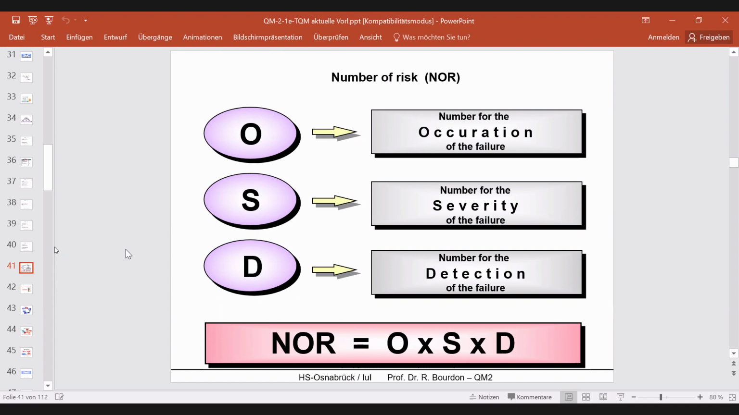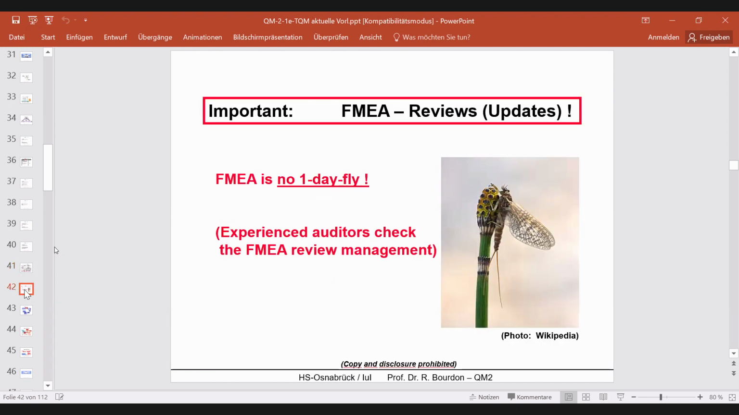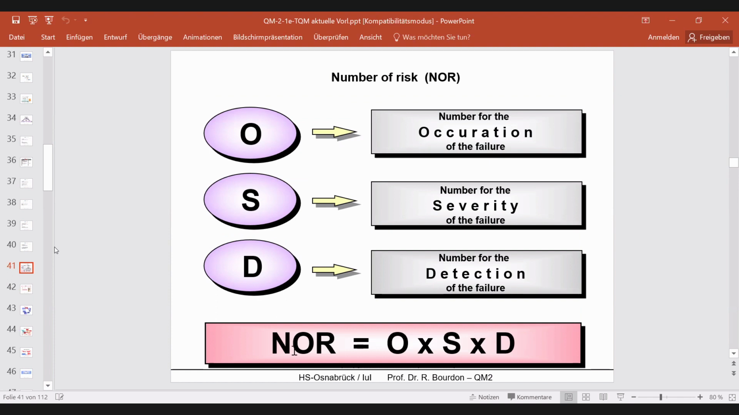And then they get a number, the multiplication of these ranking numbers, as a result for every defect, in this number of risk. Now the thing is, some companies say, if this number of risk is higher than 100, then they have to look at this kind of defect and find a solution. If it is lower than 100, it is not important.